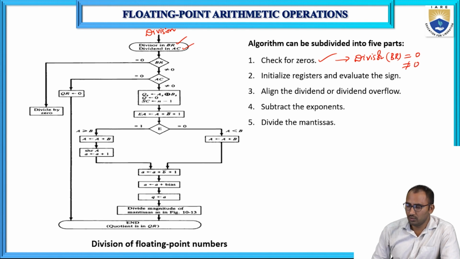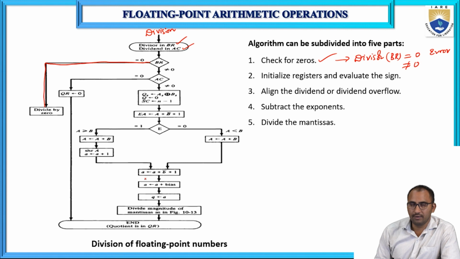So what will happen if the divisor is 0? It will show an error message: divide by 0. If the BR register has 0, it will show an error. What is the error message? That is divide by 0. Then the operation will be terminated.